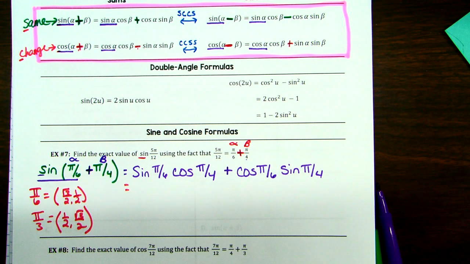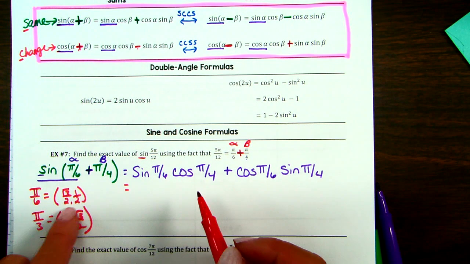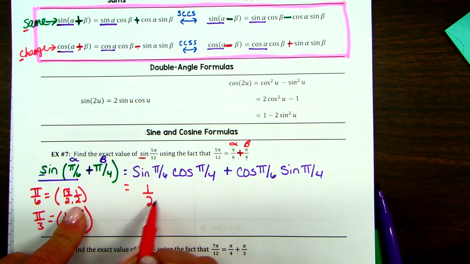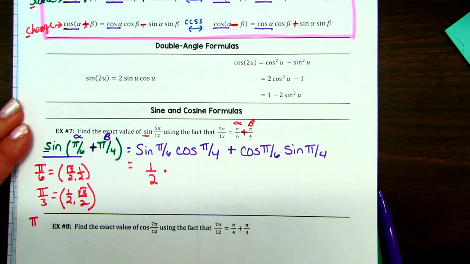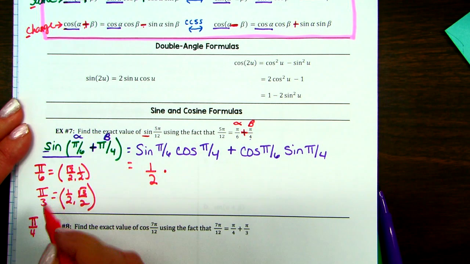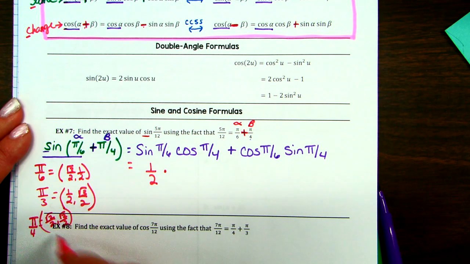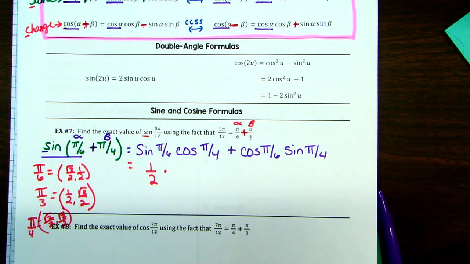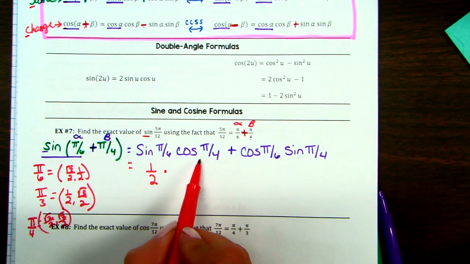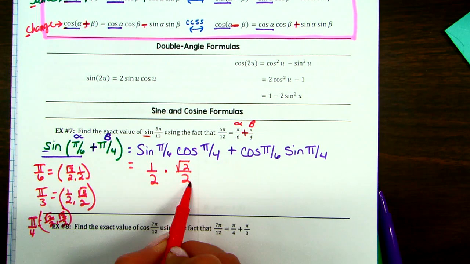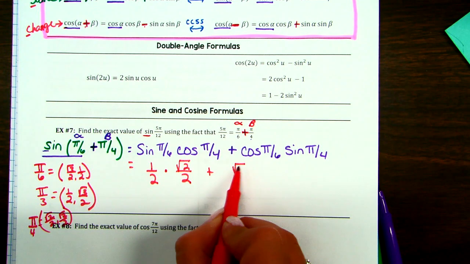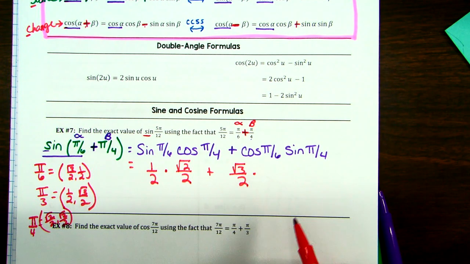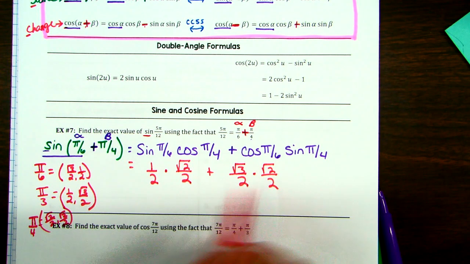So sine, and remember, cosine comes first, then sine, alphabetical order. So sine of pi over 6 is 1/2. Cosine, oh, why did I do that? We don't need pi over 3, we need pi over 4. We need pi over 3 for this one, so it's fine that we wrote it. I don't even know if you have to write that one, right? Square root of 2 over 2, square root of 2 over 2. So cosine of pi over 4 is square root of 2 over 2. Plus cosine of pi over 6 is square root of 3 over 2. And sine of pi over 4 is square root of 2 over 2.